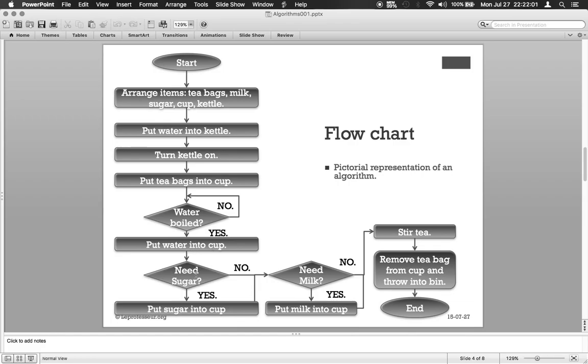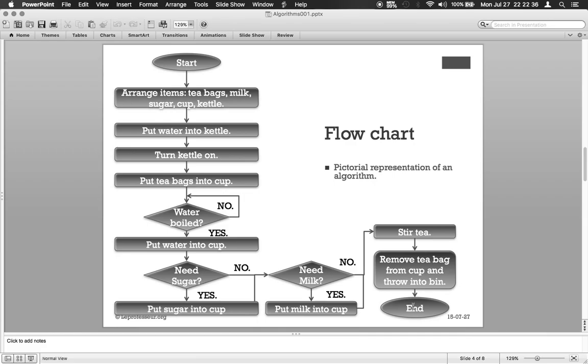And then we ask another question, do we need sugar? If our answer is yes, then we move on to the next step, put sugar into the cup. Or if our answer is no, we directly move on to the further step, which is again a diamond box, which asks, do we need milk? And accordingly, on the yes and no answer, we move on to different steps. And in the end, when we are done, we move on to another oval box, which says the end of the task.